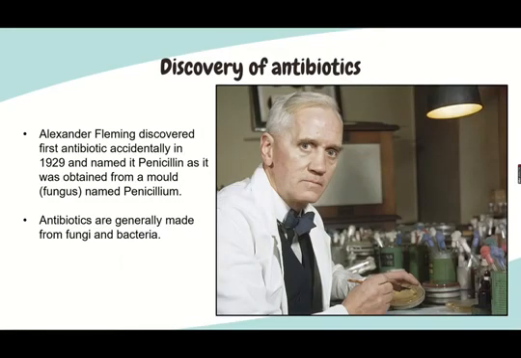Now, let us talk about the discovery of antibiotics. The discovery of antibiotics is a very interesting story. It was discovered by a scientist named Alexander Fleming in the year 1929. He named this antibiotic penicillin as it was obtained from a fungus called penicillium. Antibiotics are not just obtained from fungus. They can also be derived from bacteria, or nowadays they are even made synthetically in the industries.